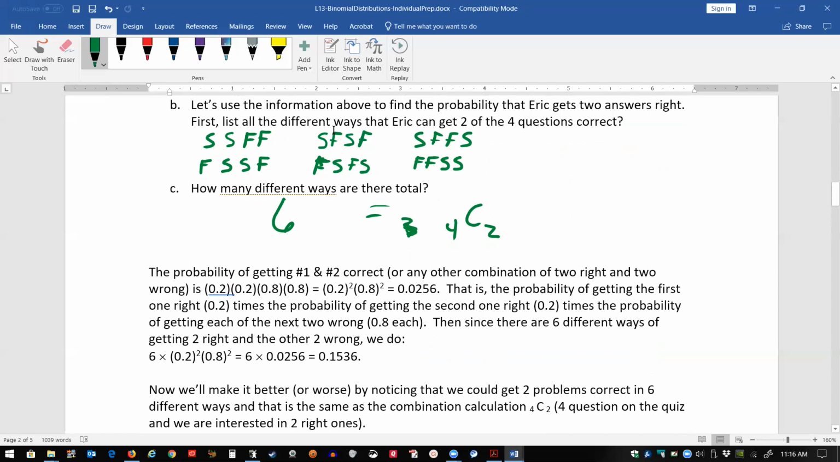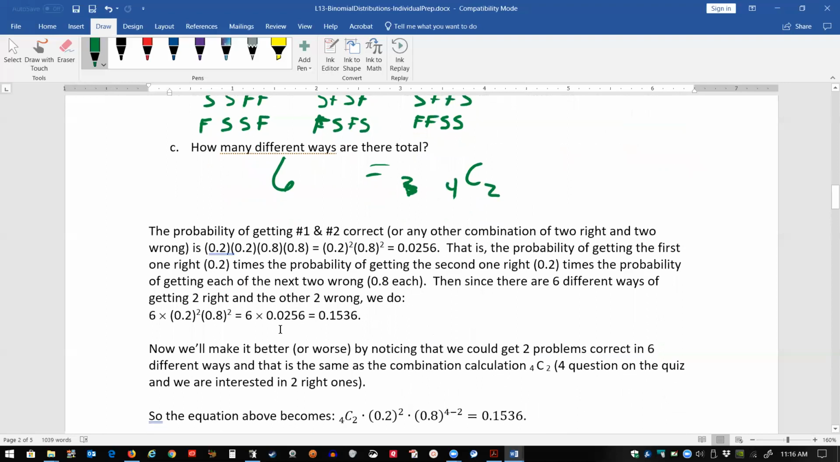So for each of these 6 possibilities, there will be a probability attached to that particular outcome of 0.0256. Well, so there's 6 of those. So we add all 6 of those together, or do 6 times the 0.0256, and our total probability of Eric guessing exactly 2 questions right is 0.1536.